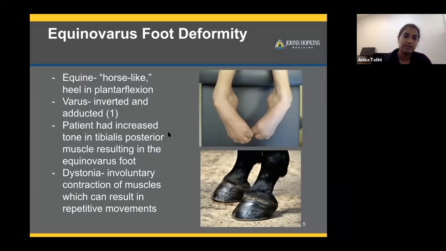And then in the case of our patient, she has a dystonia. So dystonia basically means involuntary contraction of muscles, which can result in repetitive movements. As you can see, if your foot is in this positioning, it's very hard to walk. It can get in the way of your ADLs. So that's one of the reasons that we try to treat this. Botox is a way to treat it if it's due to increased tone in the tibialis posterior muscle, as it is for our patient. There are some surgical interventions if it's due to a mechanical reason.